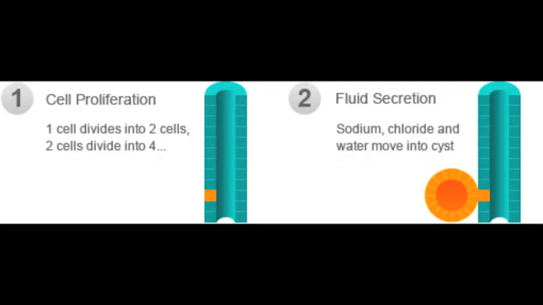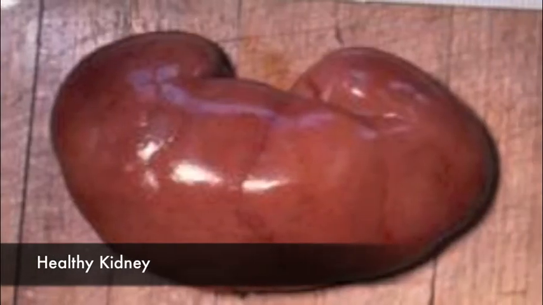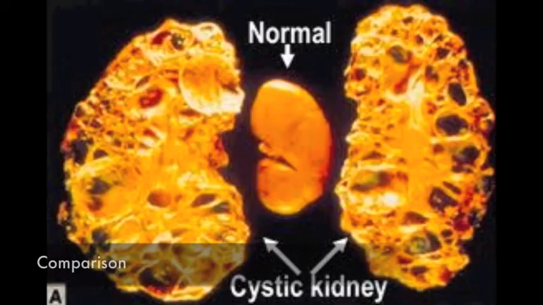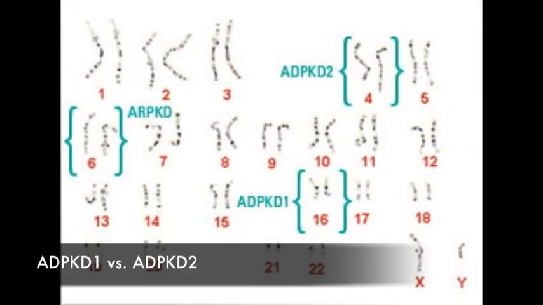This is a picture of a normal kidney, and this is a picture of a kidney that has PKD. The difference is rather obvious. When the kidneys enlarge like this, it is very painful for the person who has PKD. Besides the difference of dominant and recessive PKD, there are two types of dominant PKD. There's PKD1 and PKD2. PKD1 is responsible for 85% of the people who have PKD. PKD2 is responsible for 15% of the people who have PKD.